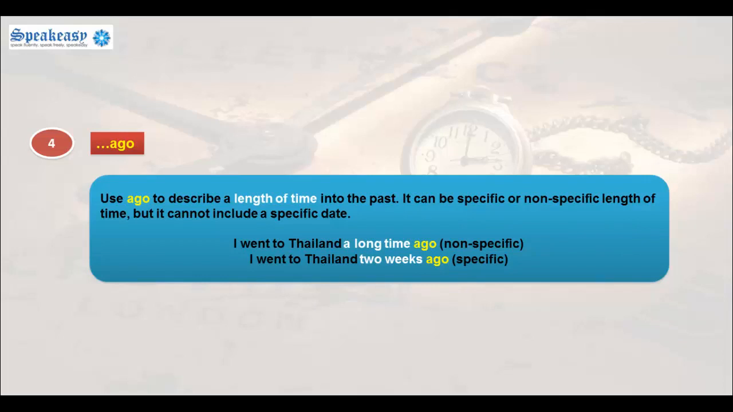Use ago to describe a length of time into the past. It can be a specific or non-specific length of time, but it cannot include a specific date. I went to Thailand a long time ago. This sentence is non-specific. I went to Thailand 2 weeks ago. This is specific.